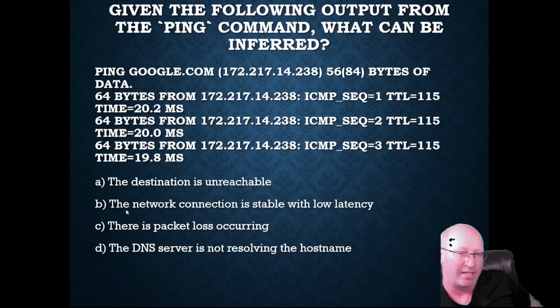That leaves B and C. C being there's packet loss occurring. Well, do you see packet loss occurring? If we saw packet loss, we would see sequence 1, and then we'd see something missing, and then maybe sequence 3, and then maybe sequence 5 because it missed sequence 4. That would show us where we had no response from the server. We're not seeing that. So that means the network connection is stable with low latency.